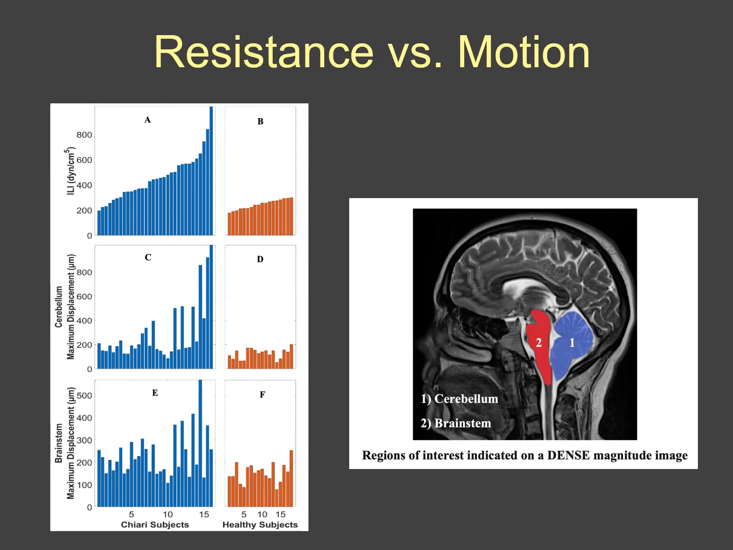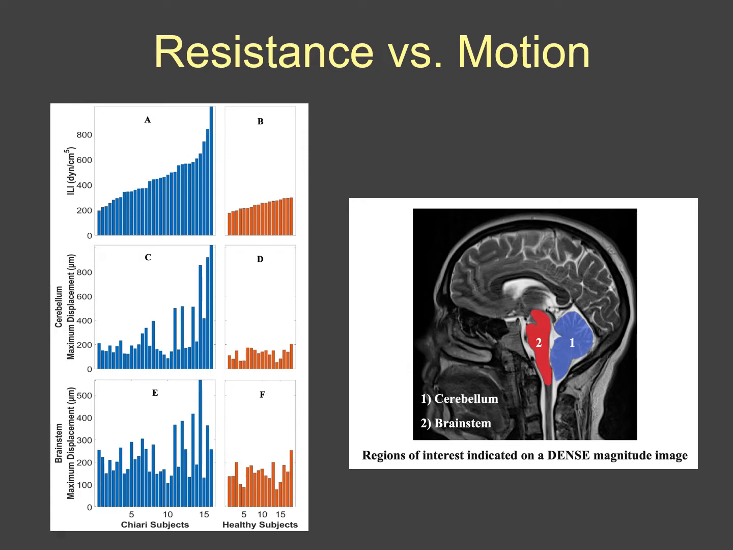Next, we plotted the resistance versus motion. We're trying to understand what the relationship between the tissue motion is with the resistance. On the top two pictures, A and B, you see blue and red columns are longitudinal impedance for Chiari patients in blue and healthy subjects in red. And you can see that the resistance is definitely greater for Chiari patients.